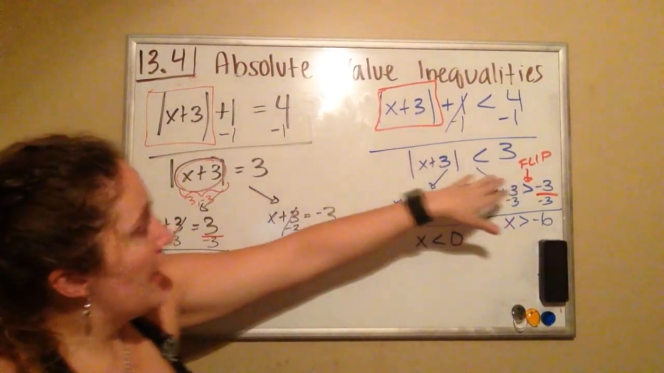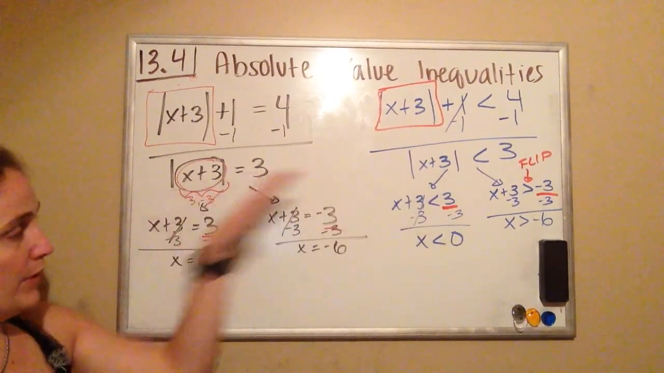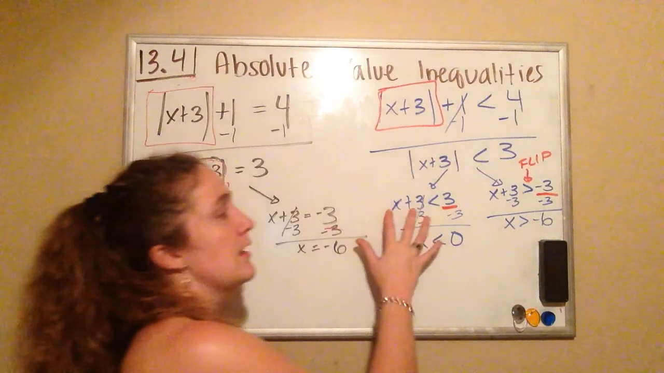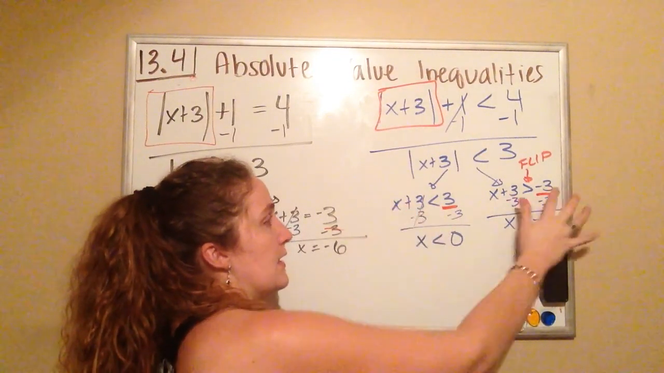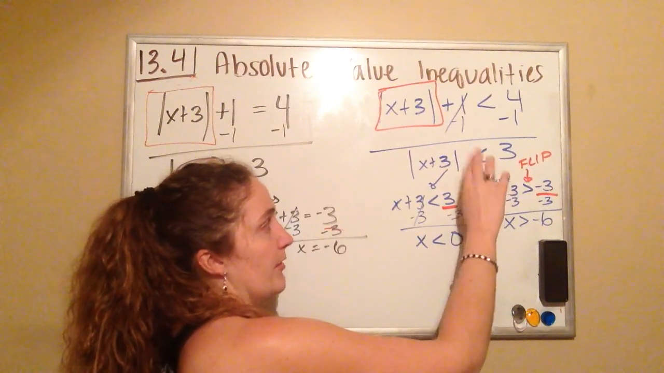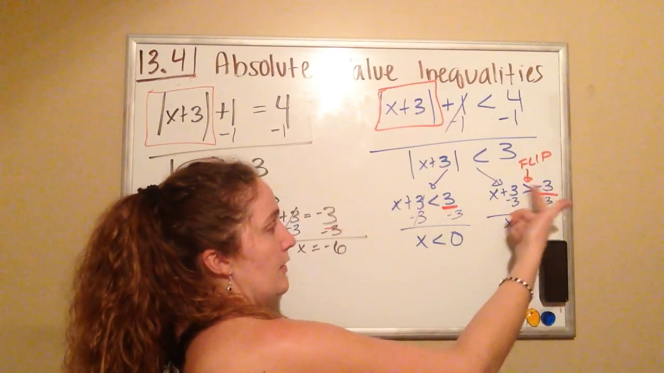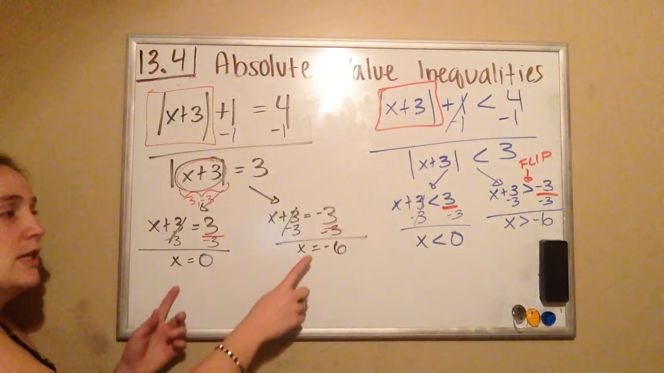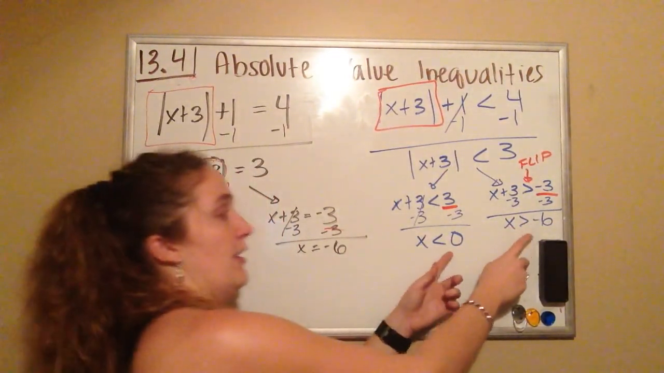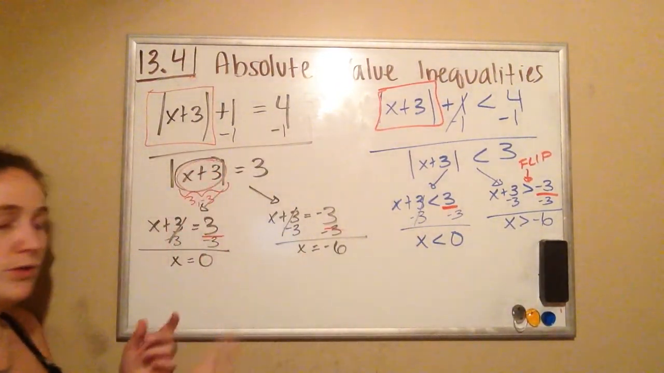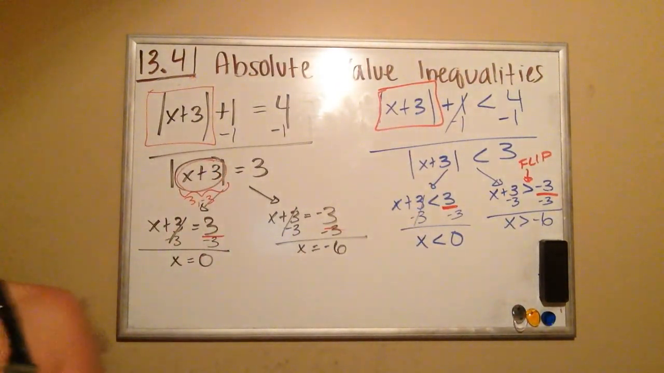So we have the exact same equations, just with an inequality. We still have to break into our two cases. So x plus 3. We still have the positive and the negative case. And the hardest part is to remember to flip the sign on the negative case. And when we solve for x, these are our two answers. Notice that they look very similar. The only thing that's different is instead of the equal sign, they're now inequalities.